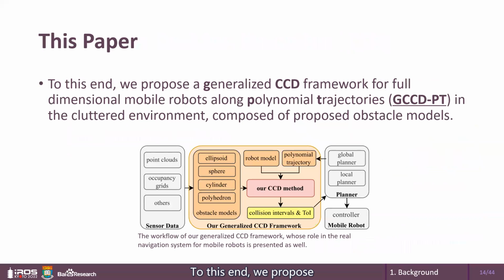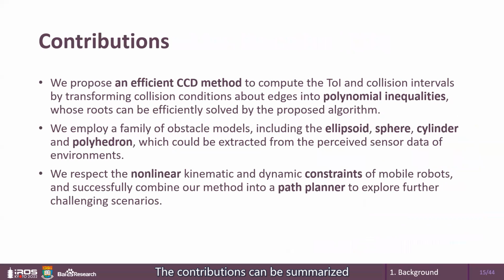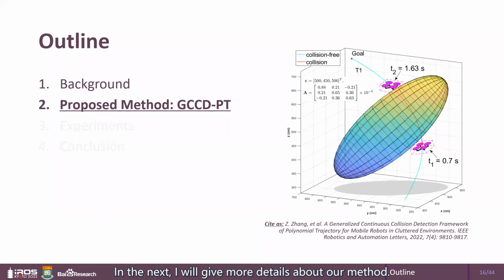To this end, we propose a generalized CCD framework for 4-dimensional mobile robots along polynomial trajectories in the cluttered environment, composed of various obstacle models. The entire workflow of the framework is given in this figure. The contributions can be summarized as the following 3 points. Next, I will give more details about our method.